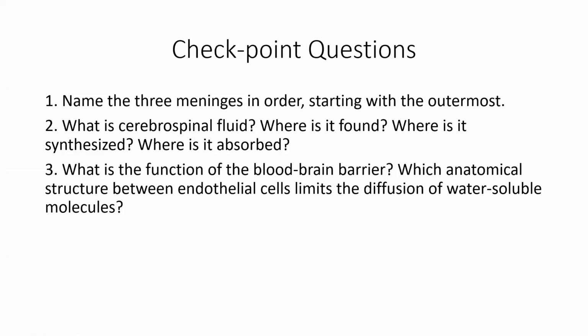It is synthesized by the ependymal cells that line the choroid plexus, which is really the central part of the lateral ventricles. It circulates through the lateral ventricles, third ventricle, fourth ventricle, and then all the way around the spinal cord and brain. And then it's finally reabsorbed back into the venous system via the arachnoid villi, right? The villi that we spoke about.